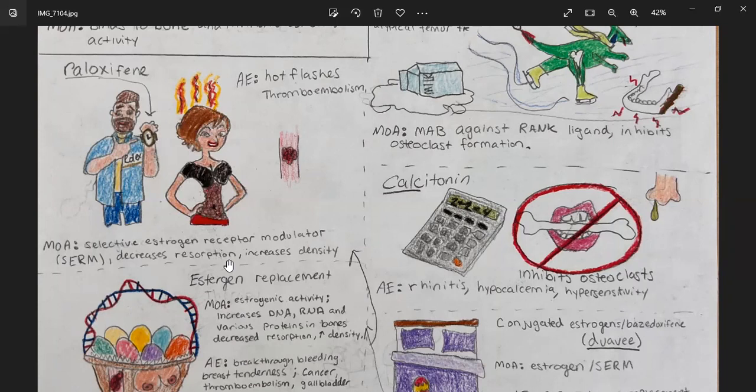This decreases resorption and increases bone density. Adverse effects are hot flashes. So this hot chick is having a hot flash, and then thromboembolism shown here.